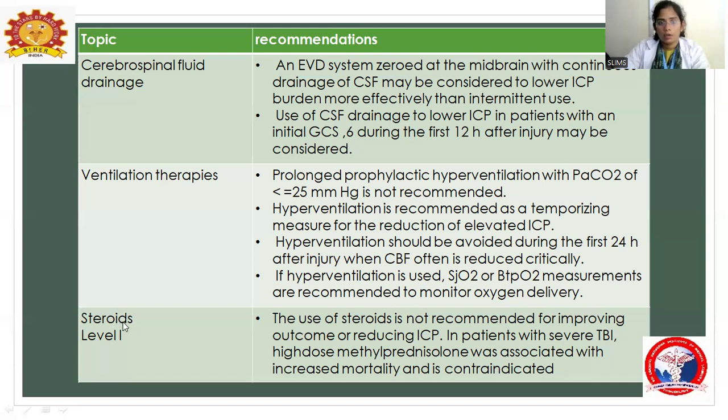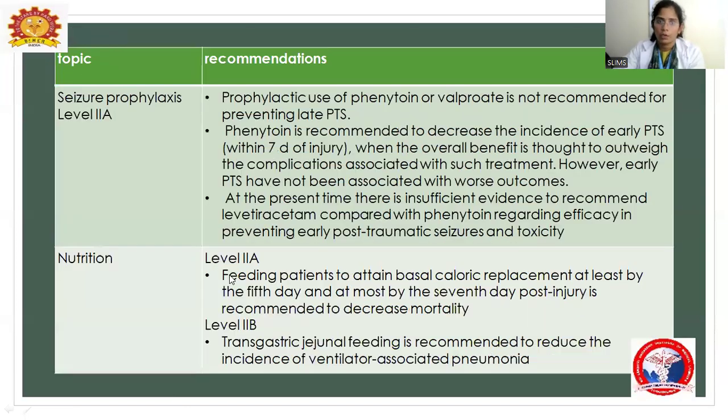Steroids: the use of steroids is not now recommended for improving outcome or reducing ICP. In patients with severe traumatic brain injury, high-dose methylprednisolone was associated with increased mortality and is contraindicated. So steroid is not routinely advised for traumatic brain injury.